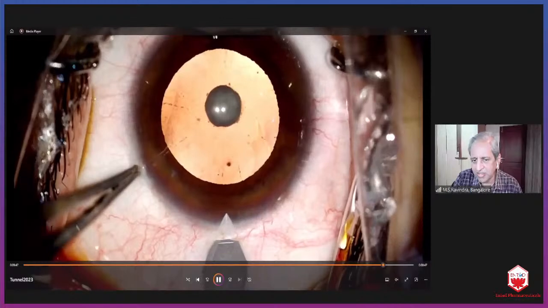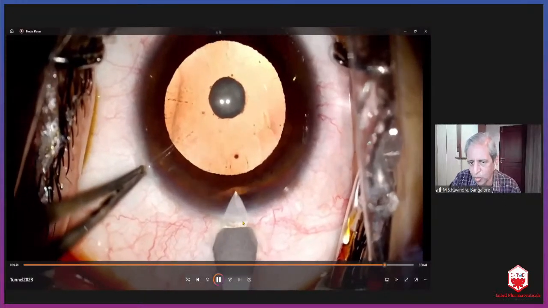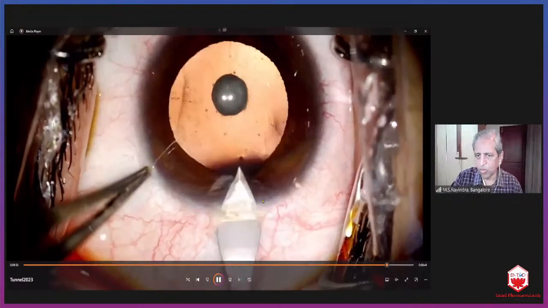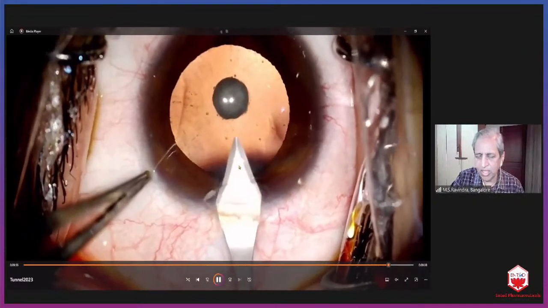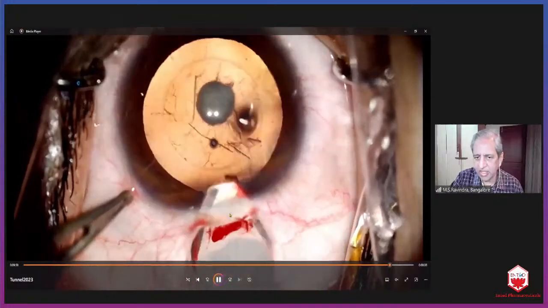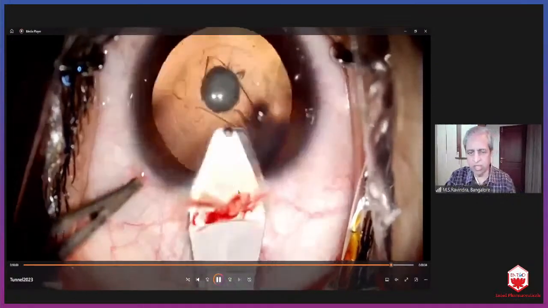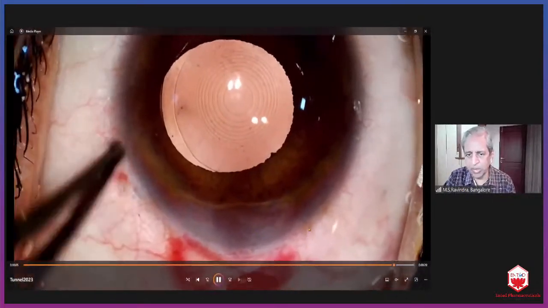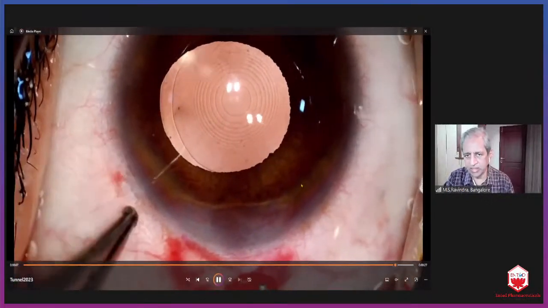This is the distance I maintain currently. This is about 1 millimeter away from the limbus. Going across, it goes about 1.5 to 2 millimeters inside the cornea. The entry and exit in the stroma depend upon how much astigmatism I want to correct. It can be 0.25 or it can be 1.25. That can be controlled by these methods.